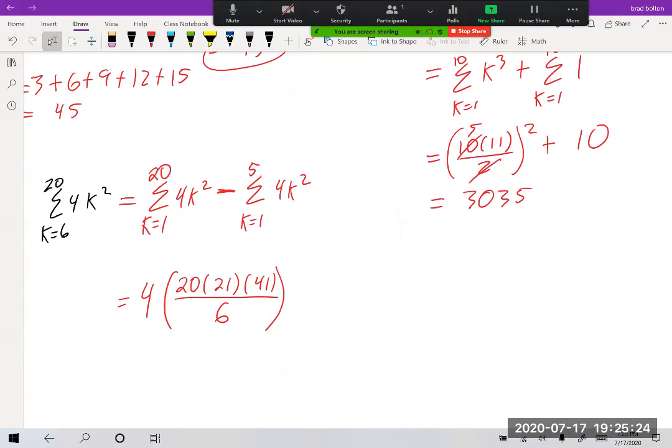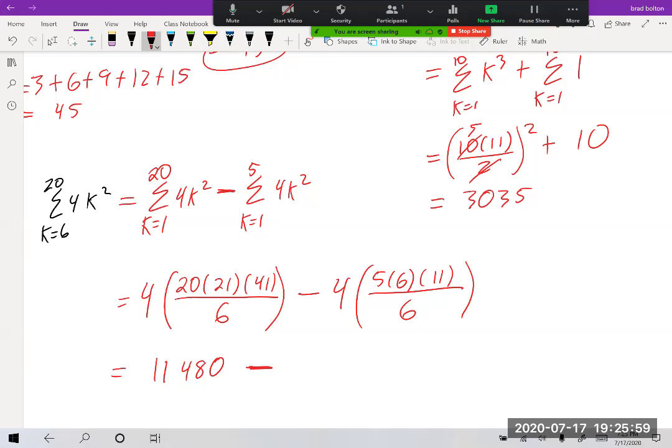Okay, and then minus, now this would be 4 times, it's going to be over 6 again, right? But this time it's going to be 5 times 6 times 2 times 5, which would be 10, plus 1, which would be 11. Okay, so let's see what we get this time. So I'm going to do 20 times 21 times 41 times 4. And I'm going to divide that by 6.